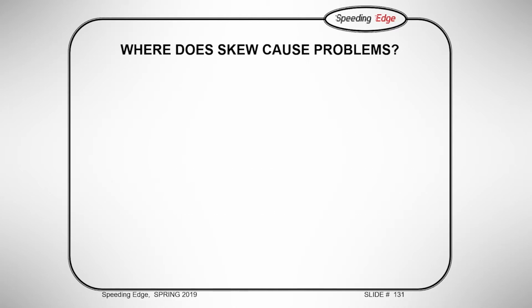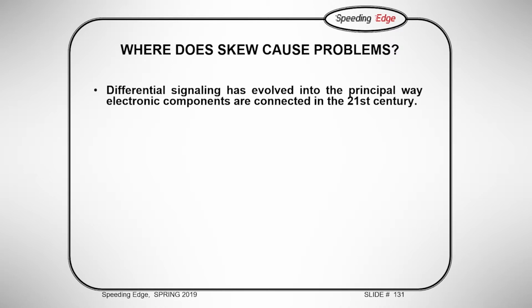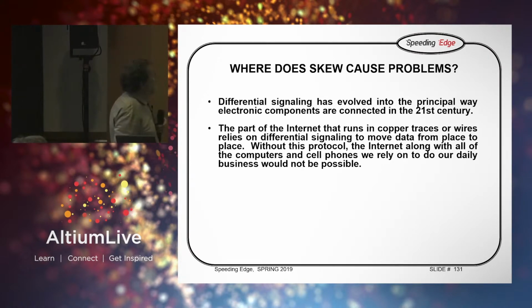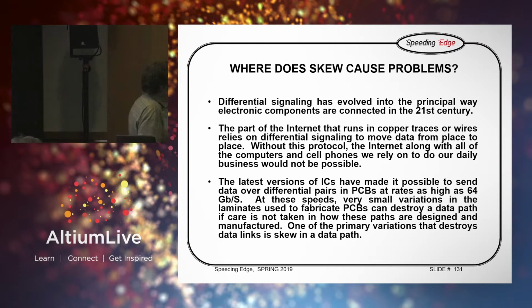And as you know, differential protocol is the technology of the 21st century. All the internet that runs on copper is relying on differential signaling. Again, we wouldn't have the internet without it. It's hard to believe, but we have in the lab 64 gigabits per second.